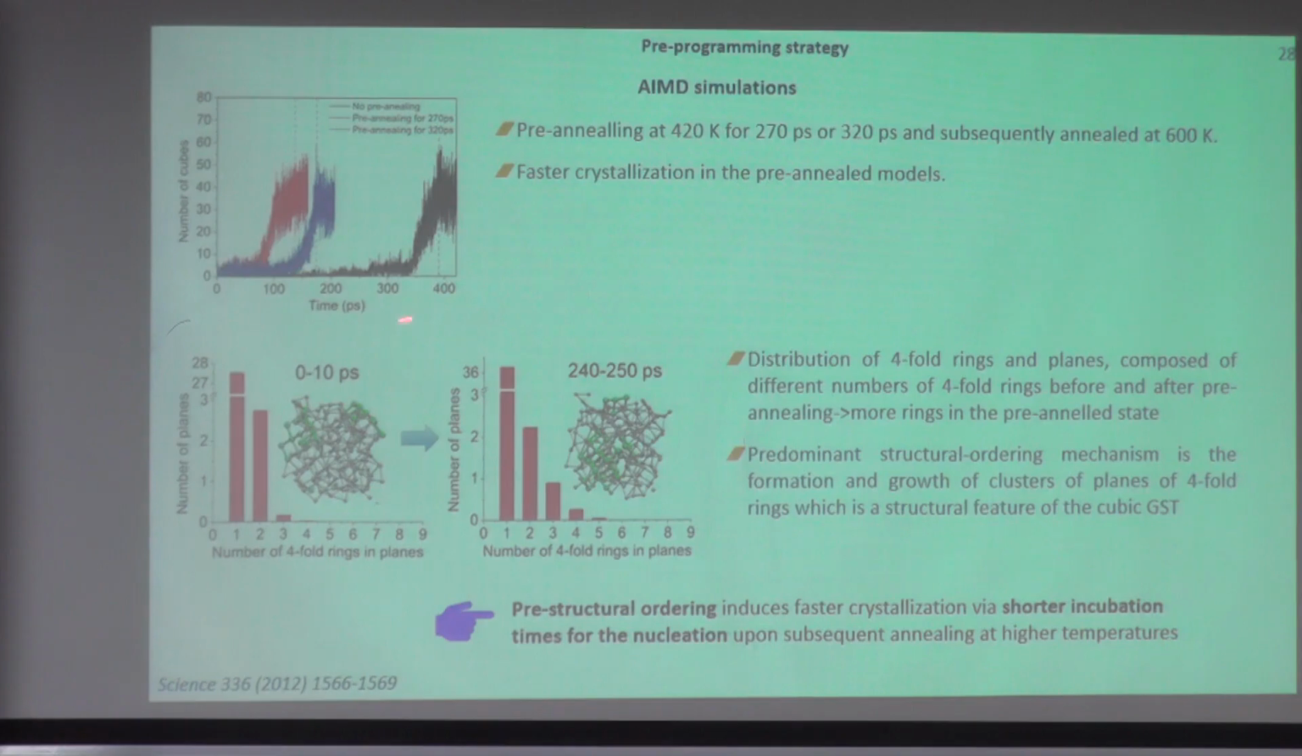If we look at the distribution of four-fold rings in this pre-structured ordered material, then we see that the distribution of these rings also depends on the time, and they also influence the total nucleation time. So we know that these AB rings act as a nucleus.